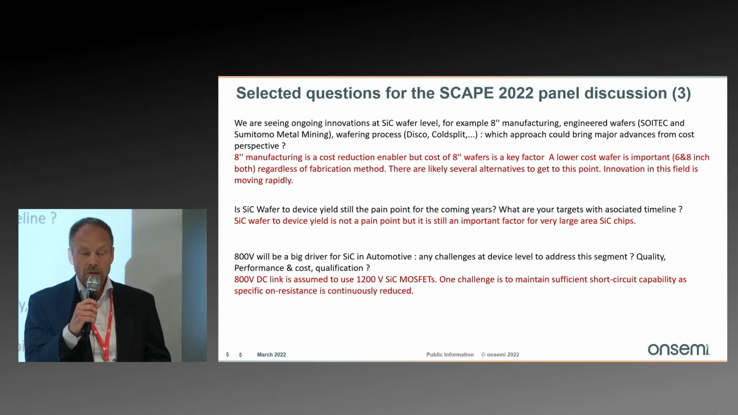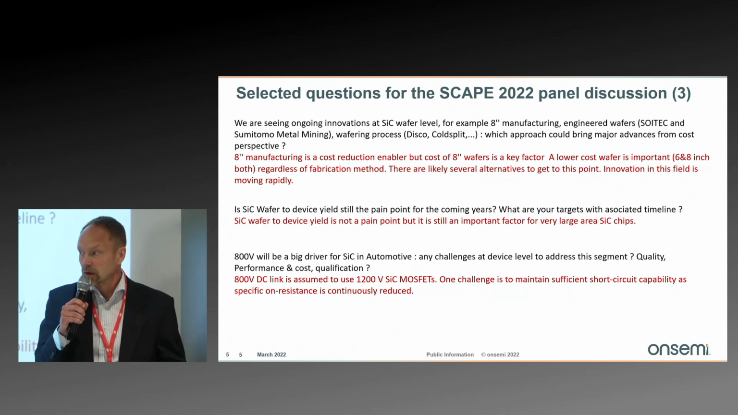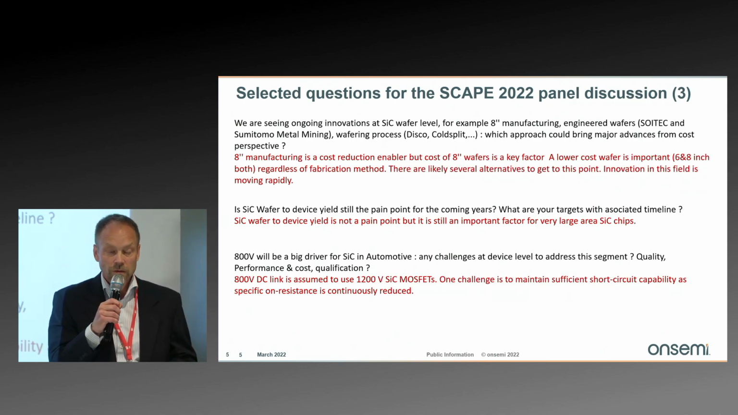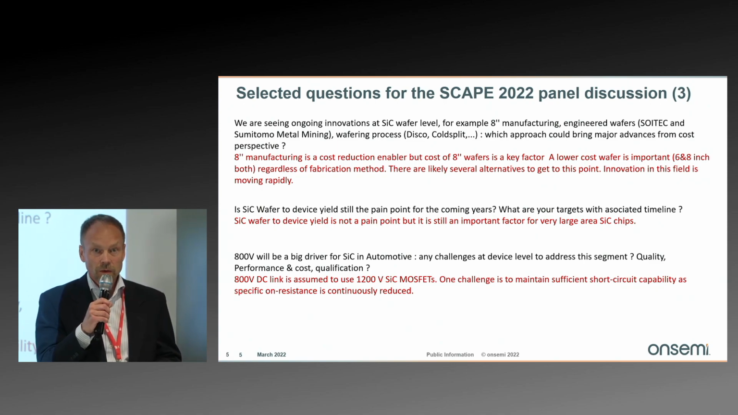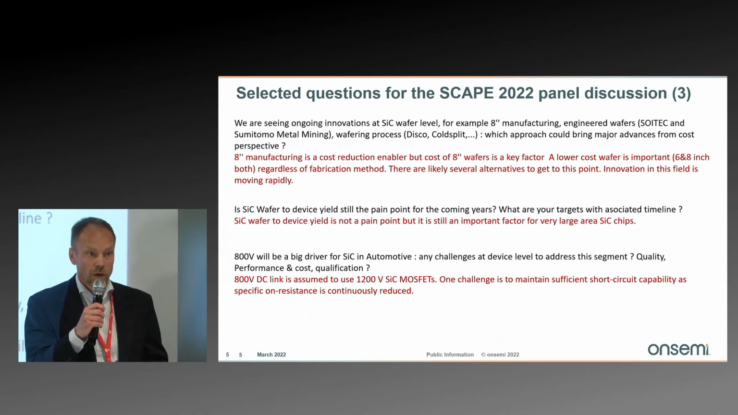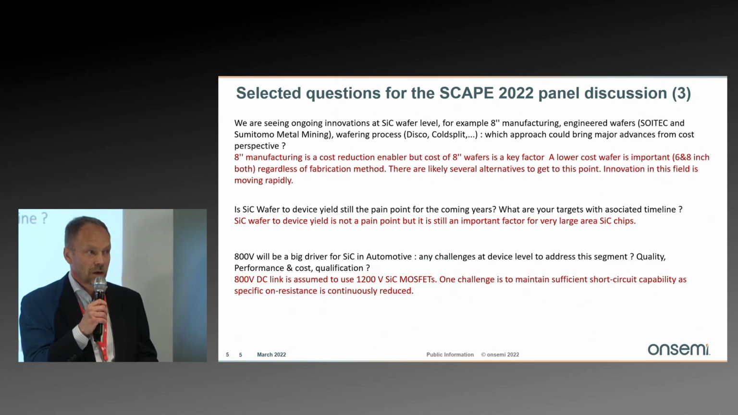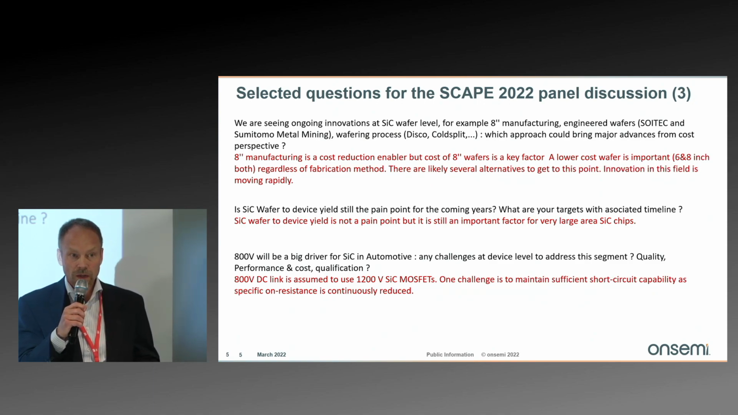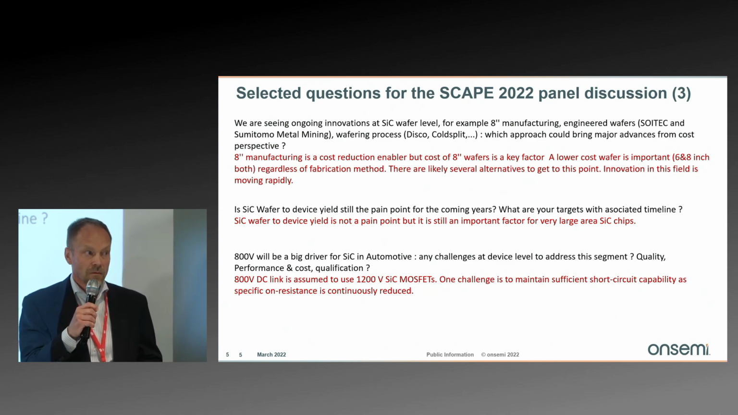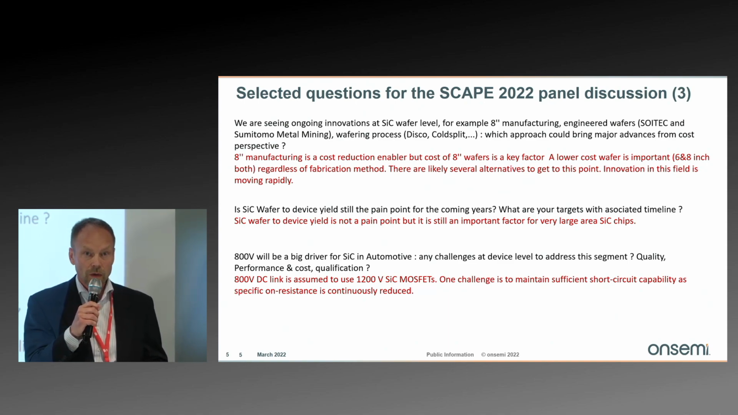And on 800 volt, the question, it seems to be a big trend to move to the higher voltage, 800 volt in automotive. And here we see one important challenge as silicon carbide MOSFETs are developed for lower and lower RSP. Of course, it gets tougher and tougher to meet the short circuit requirements. So here there is important development needed. This is a real challenge for the future.